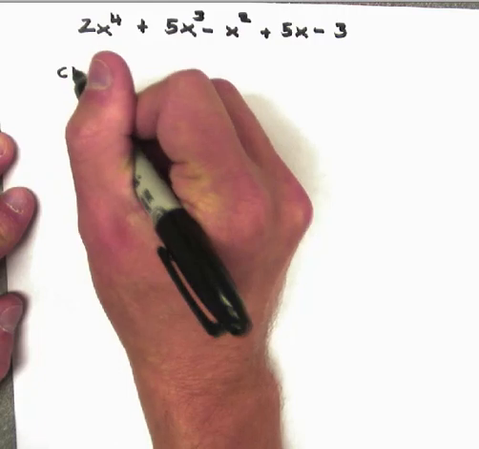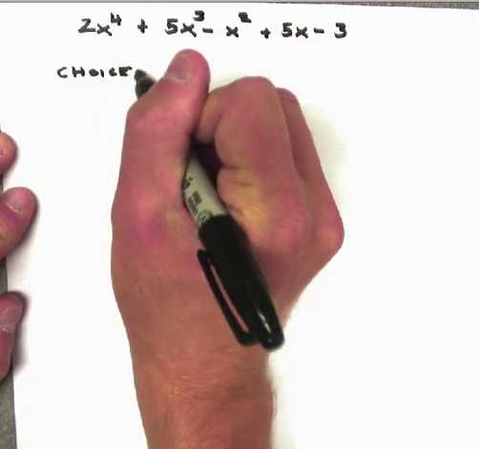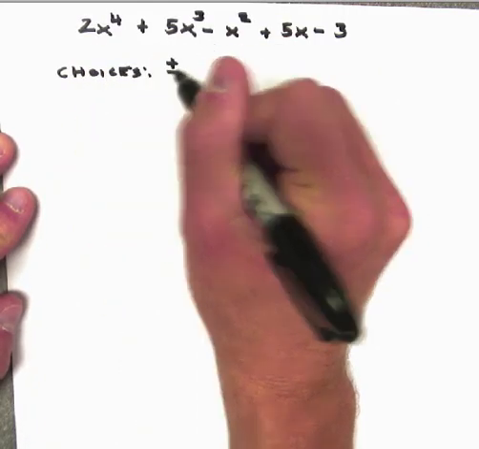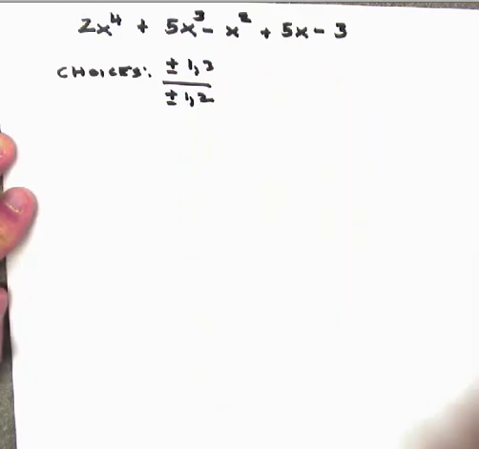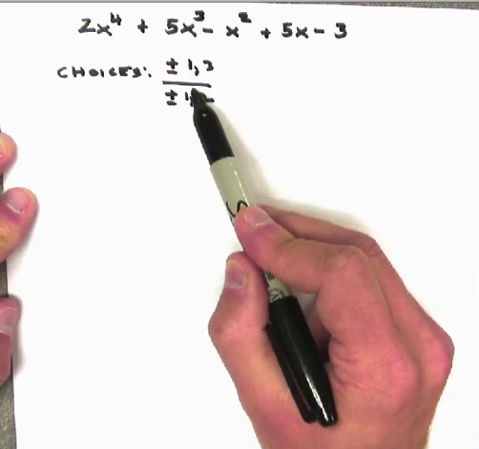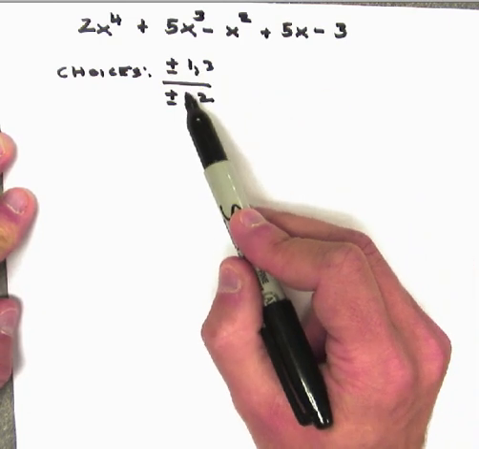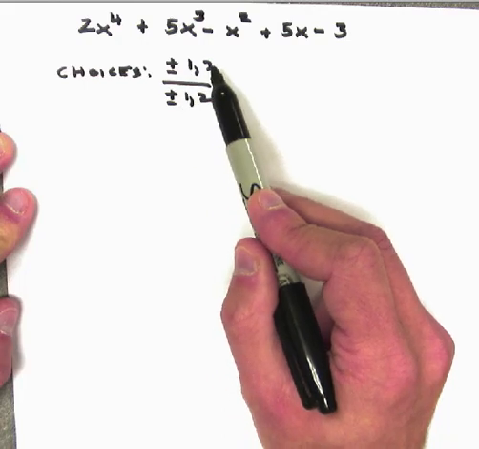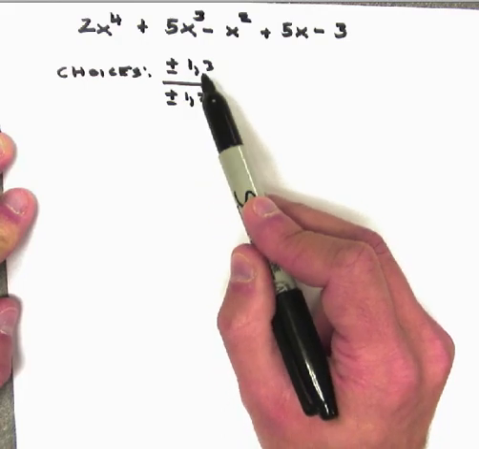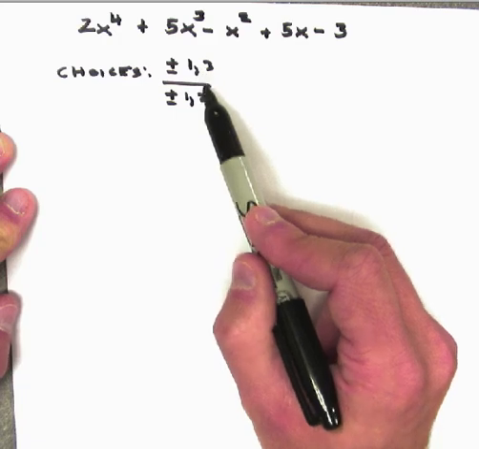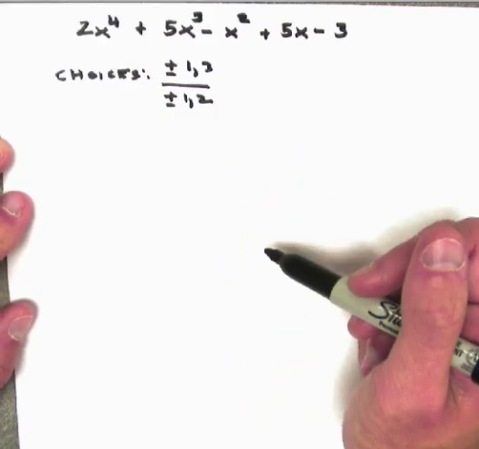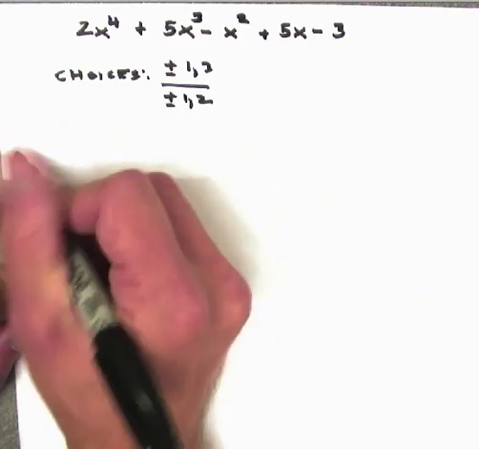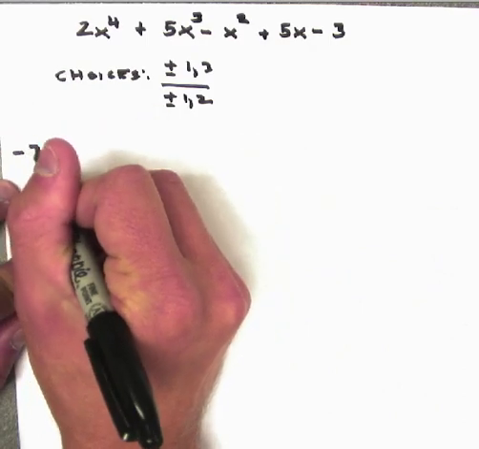What are my possibilities to test? My possibilities are now plus or minus 1 and 3 divided by plus or minus 1 or 2. So the choices are dwindling now. I have 1, which I know is not correct, negative 1, which I know is not correct, positive 3 and negative 3, and then 1/2, negative 1/2, 3/2, and positive 3/2. So we're getting down to a few choices here. So let's test negative 3, I guess.